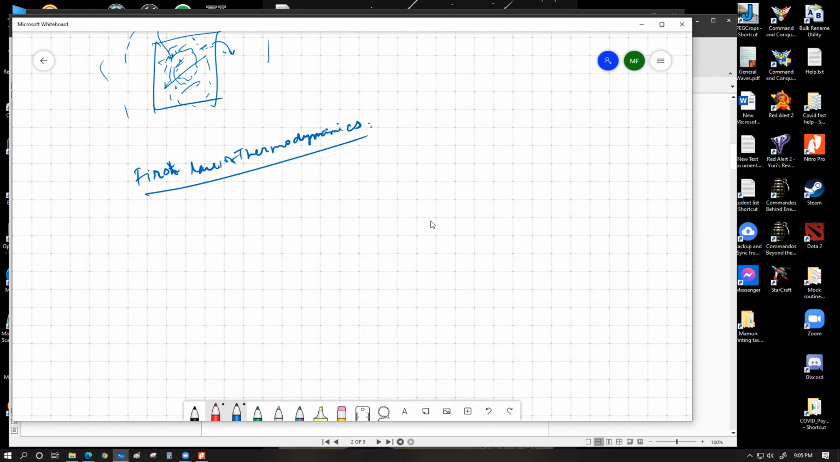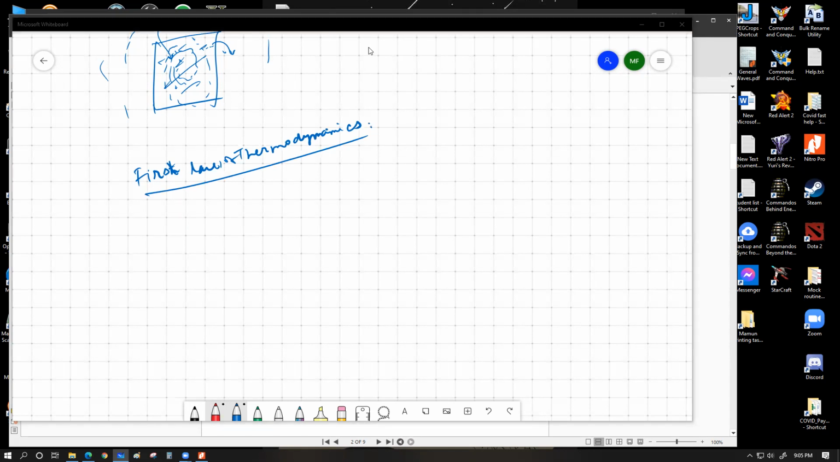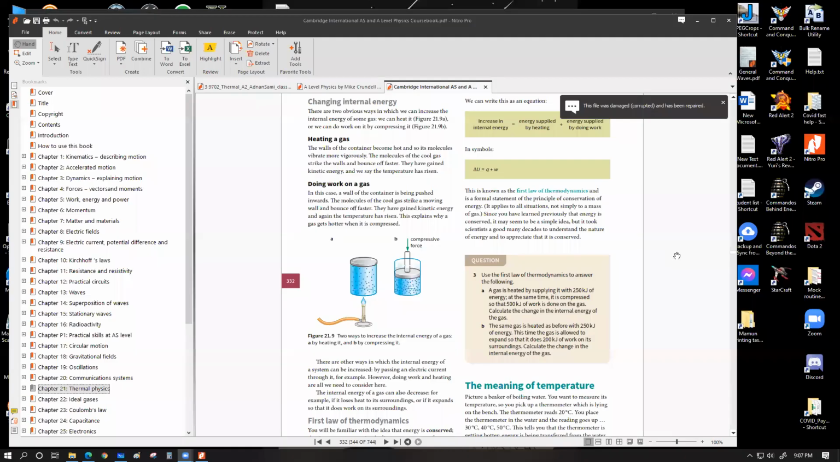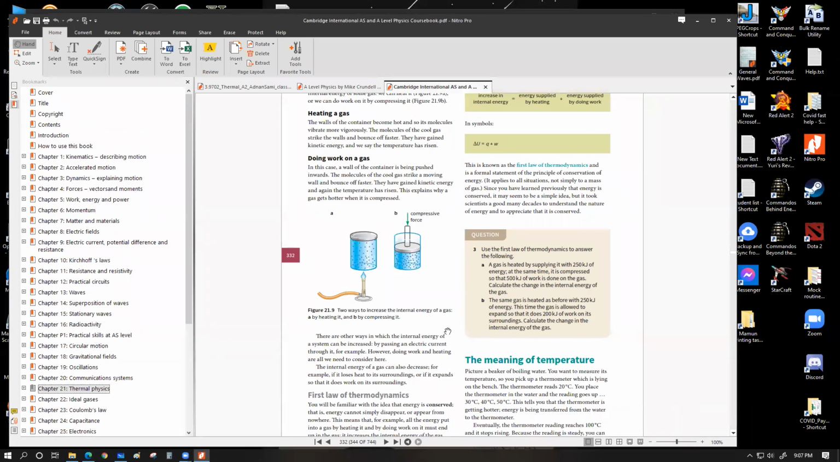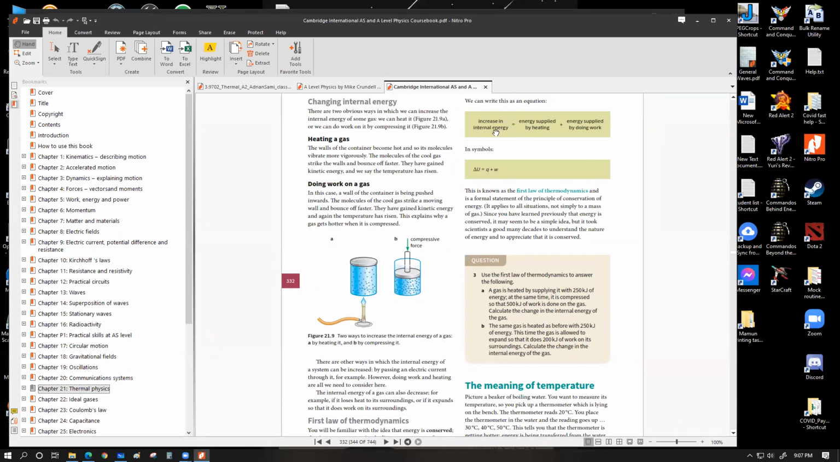Before I get into that, let me just find out the expression that you have in your textbooks. So I'm going to pause the recording a bit. Okay. Course book, second edition for A levels, and the expression that we have in this book for the first law of thermodynamics is given in this format.